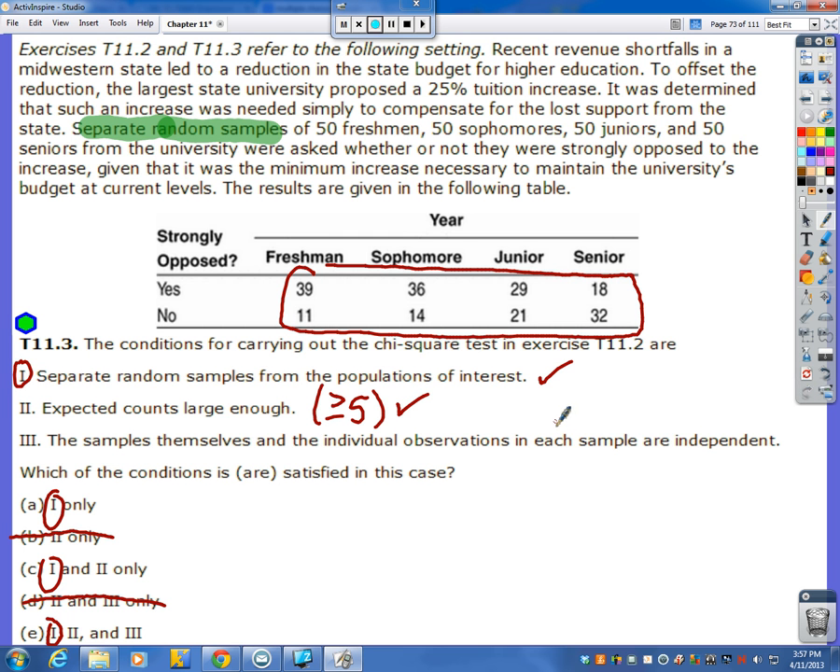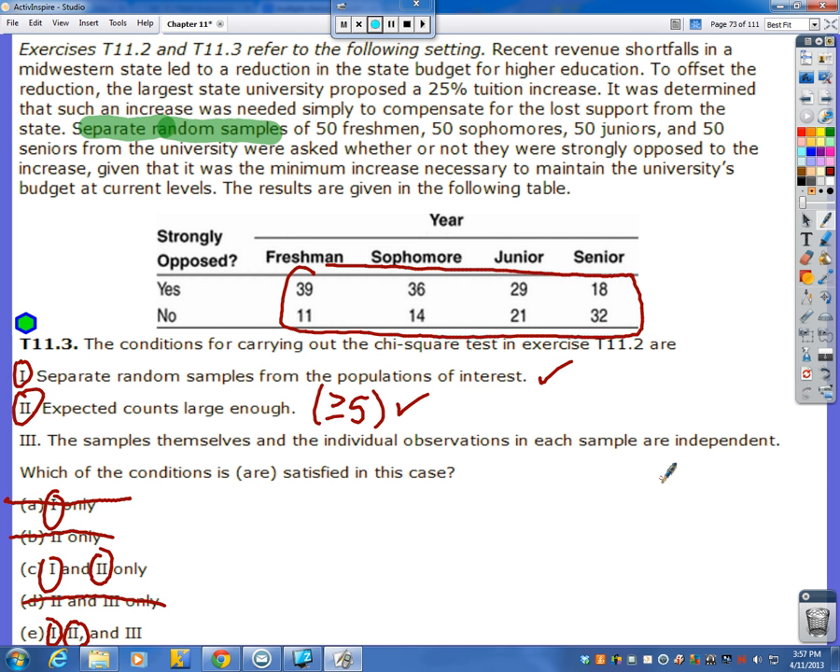So it didn't take me that long to really check these expected counts. So 2 is legitimate. So now I know A is wrong. C is still looking legit, and E is still looking legit. The only difference between C and E now is going to be this third one. So the samples themselves and the individual observations in each sample are independent.